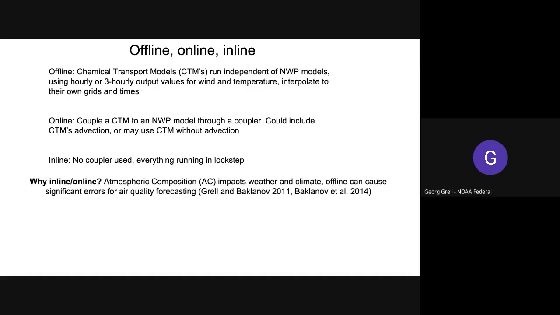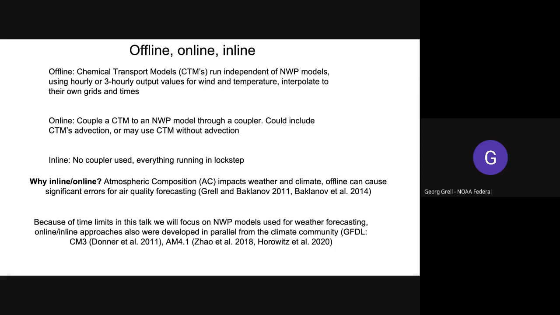The simple answer is that atmospheric composition impacts weather, so we want to account for that. Additionally, for air quality forecasting, offline introduces significant errors, increasingly worse for higher resolution. Because of time limits in this talk, we will focus on NWP models. Naturally, similar approaches also have been introduced in the climate community, which of course realized the importance of atmospheric composition, maybe even earlier than the weather forecast community. Examples there would be CM3 from Leo Donner et al., as well as AM4.1, Zhao et al., and Larry Horowitz.